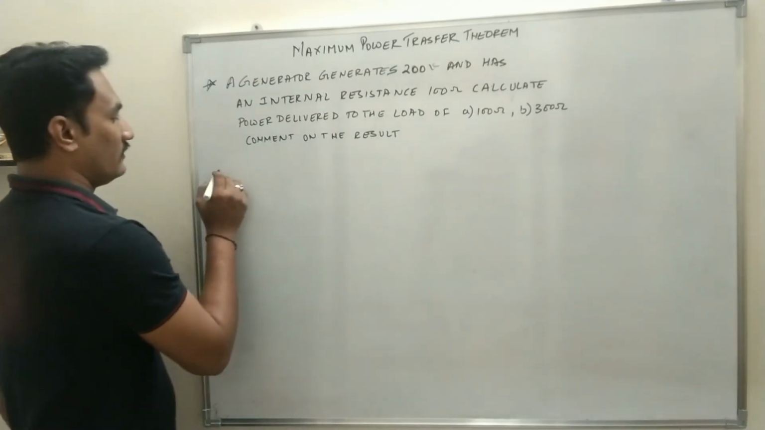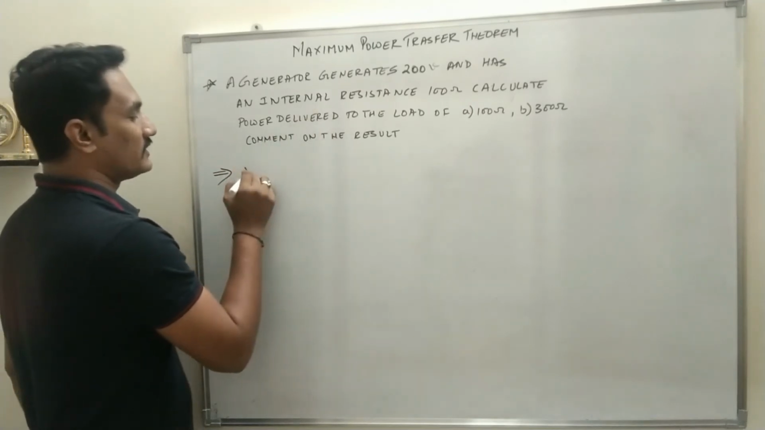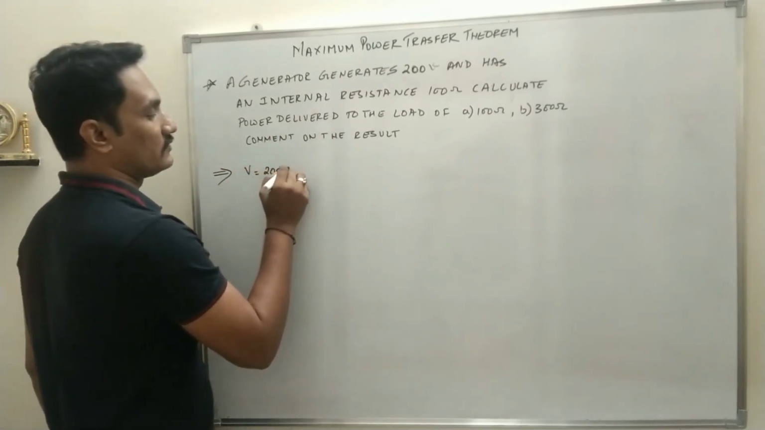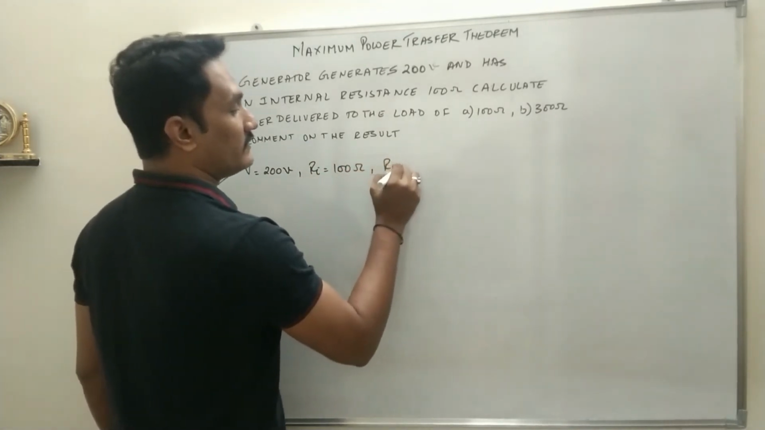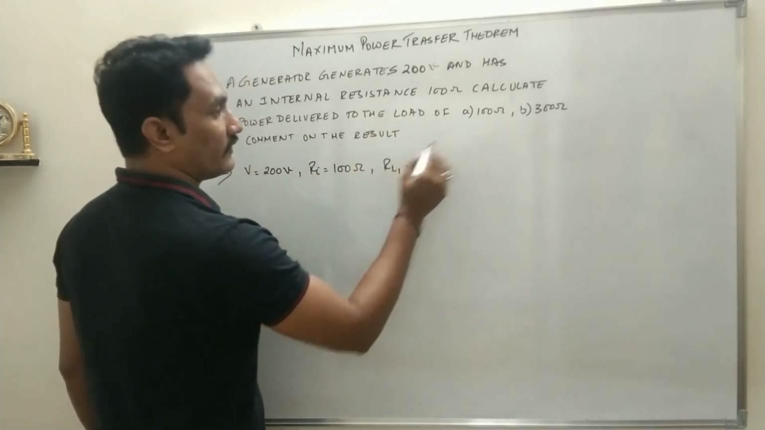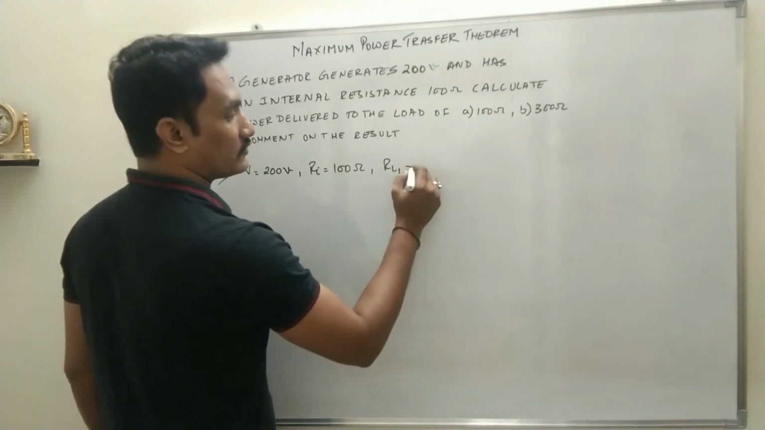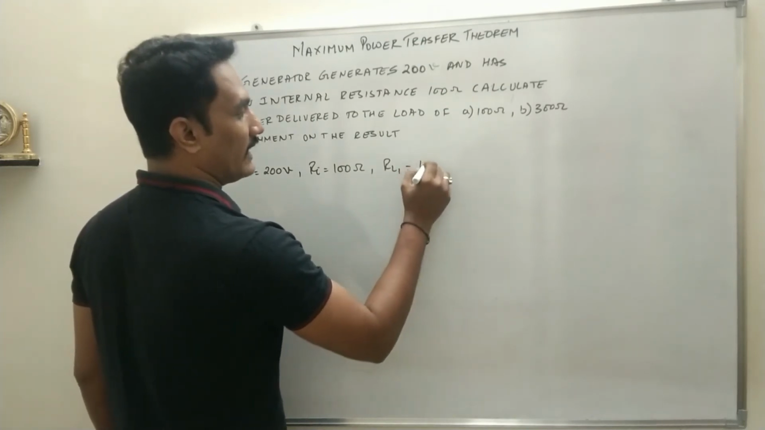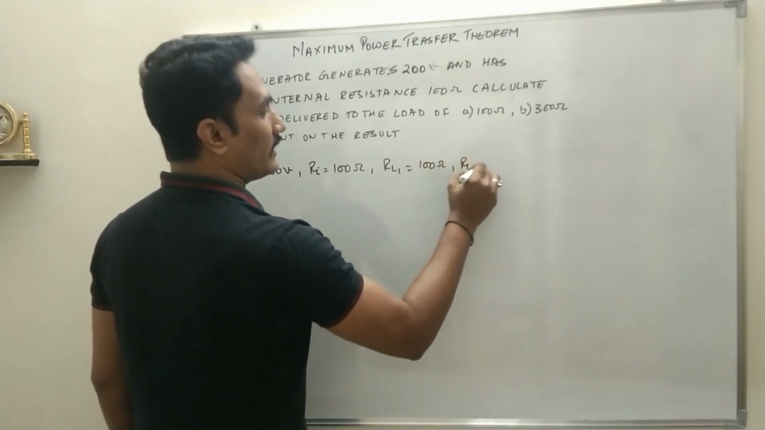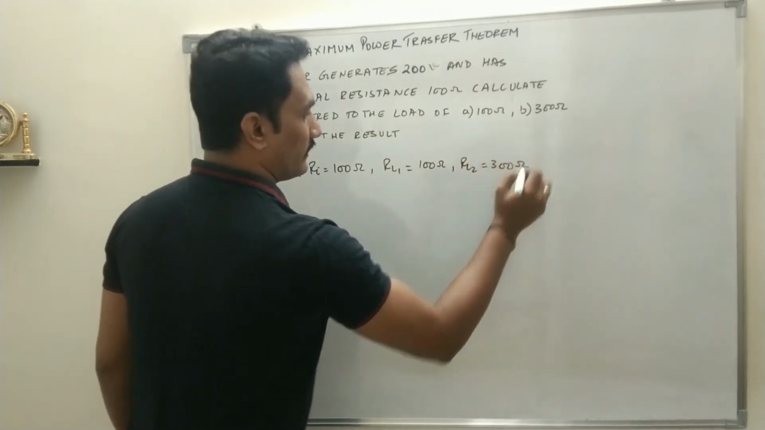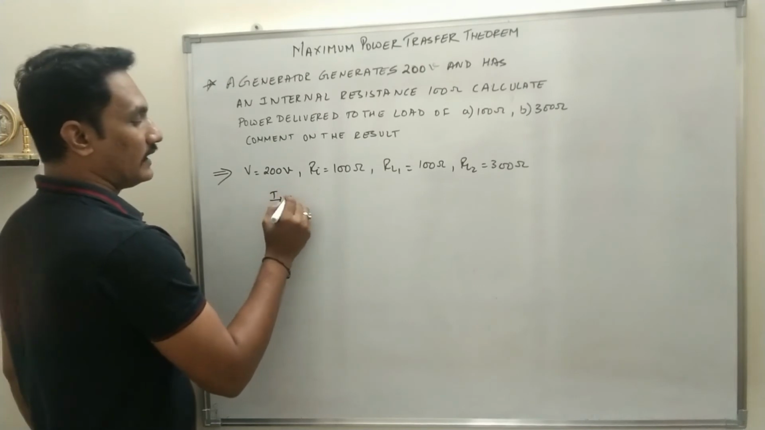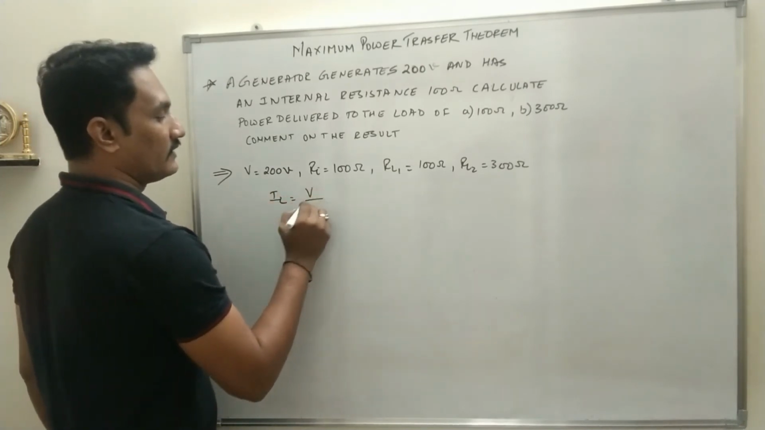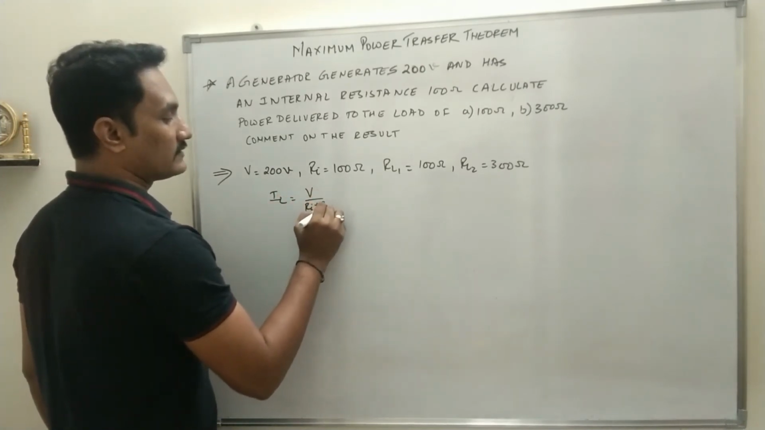So the first thing is, what are the things which are given? Source voltage 200 volts with internal resistance of 100 ohms, and then we have two different values of RL for which we need to calculate power. So we will consider RL1 as 100 ohms and RL2 as 300 ohms. Okay, so what is IL? IL is V upon Ri plus RL.